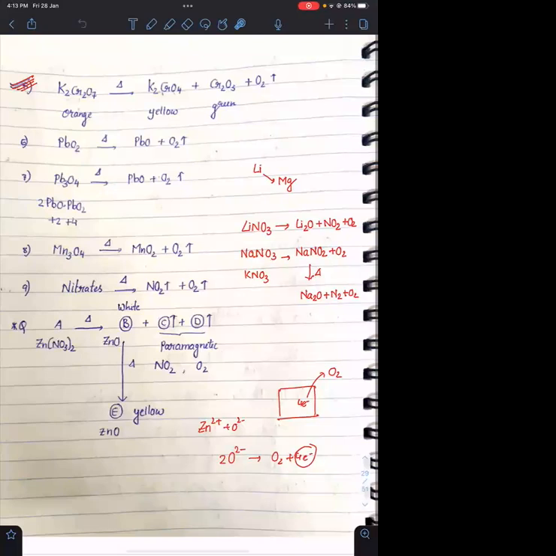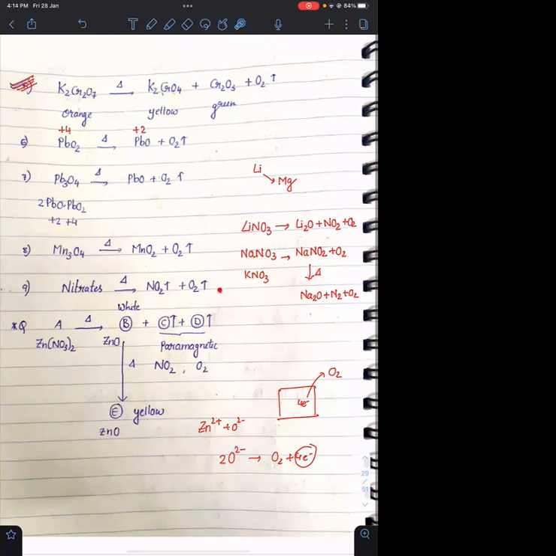Oxides: upon heating, PbO2 converts into PbO and O2. Here, what is the oxidation state of Pb? It is +4. The +2 oxidation state of lead is more stable when compared to +4. Hence, whenever I am heating it, it easily converts into PbO and O2. In Pb3O4, again the oxidation state of Pb is +4. It is a combination of PbO as well as PbO2. So if you heat it, it converts into PbO and O2. Mn3O4 converts into MnO2 plus O2.